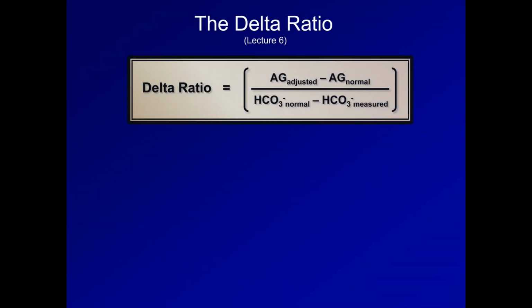Lecture 6 focused on the delta ratio, which is the ratio between the change in anion gap from normal and the change in bicarb from normal. It should be calculated whenever the anion gap is elevated. In general, the delta ratio is the only means to identify multiple simultaneous metabolic disorders. At first glance, it may seem that the delta ratio should be 1 in an uncomplicated elevated gap metabolic acidosis. That is, for every 1 milliequivalent per liter of unmeasured anion picked up by the anion gap, 1 milliequivalent per liter of bicarb should be buffered. However, since there are other buffers besides bicarb, the delta ratio is often greater than 1.